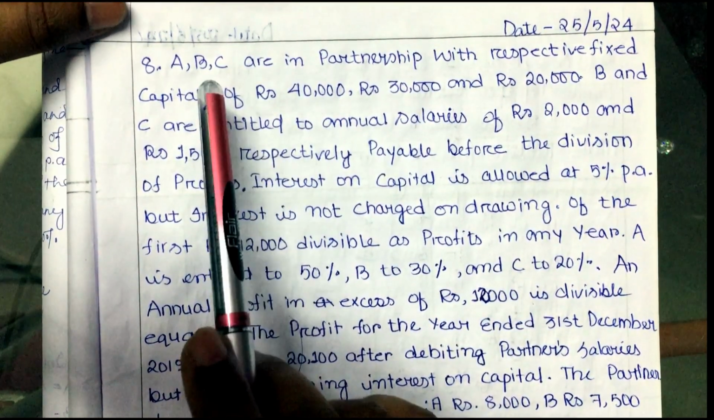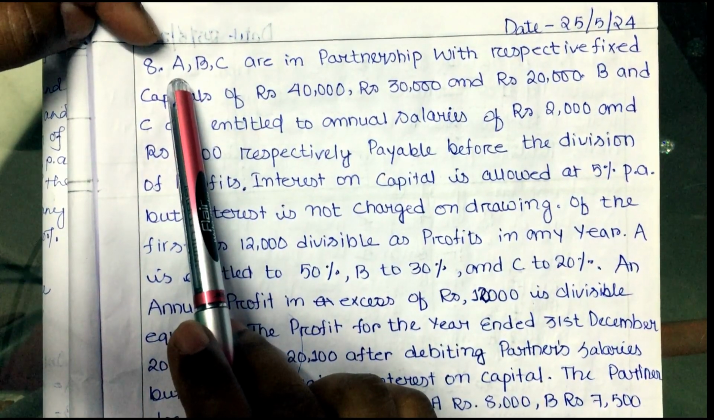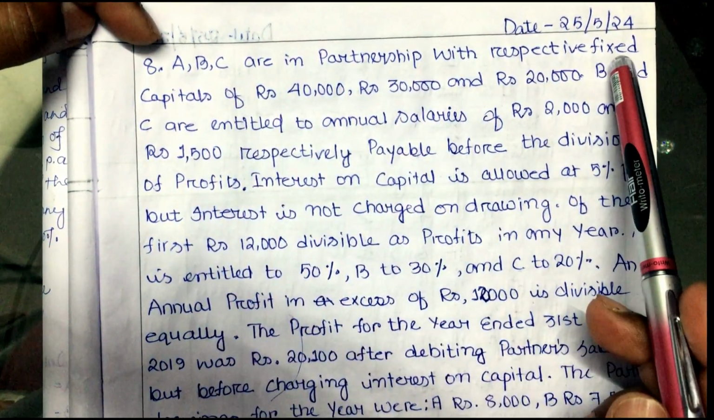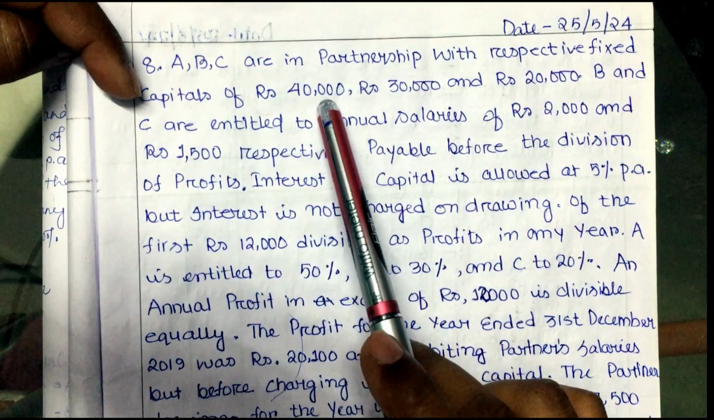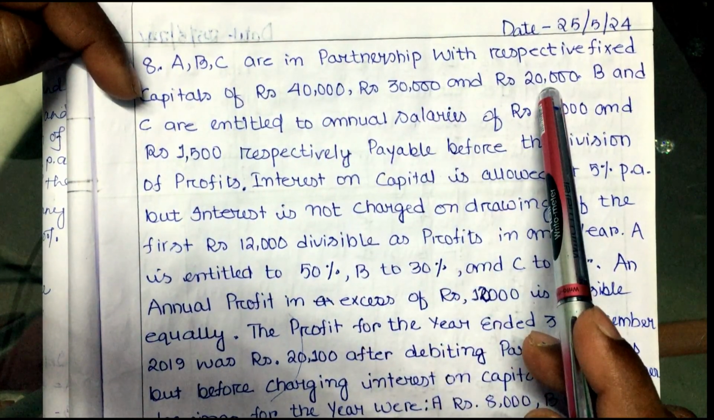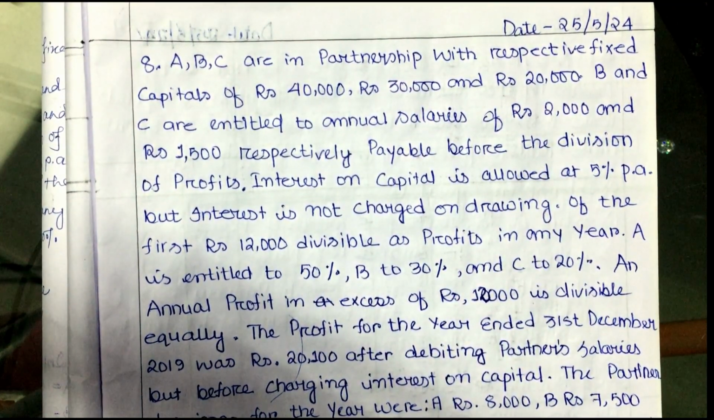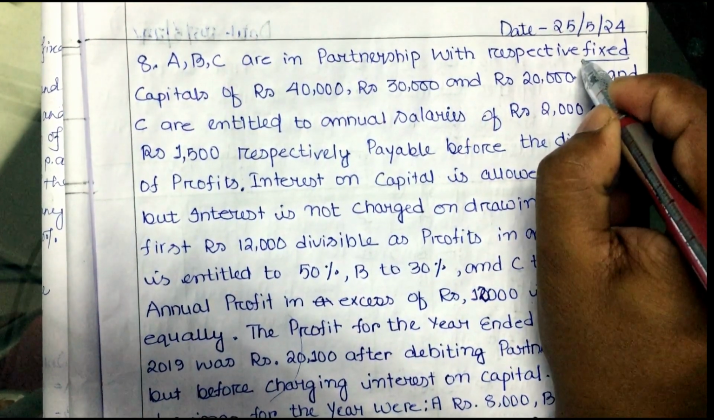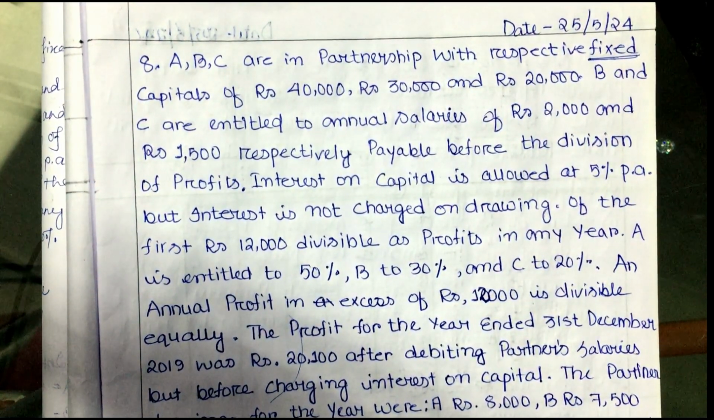As you can see, in this case there are three partners A, B and C, and their capital is fixed at rupees 40,000, 30,000 and 20,000. This is very important. See, fixed. As we know, there are two methods for maintaining capital account. One is fixed capital method and the other one is fluctuating capital method.